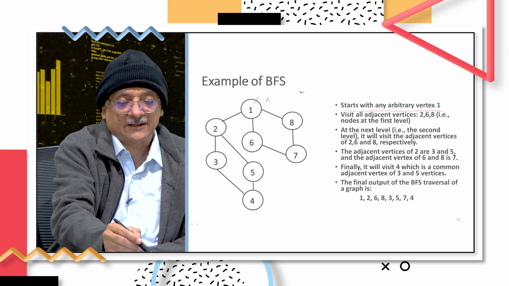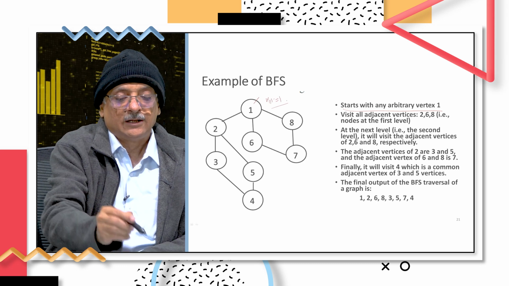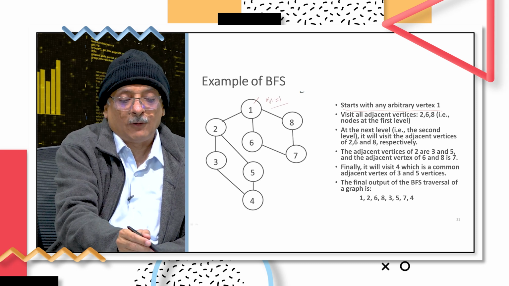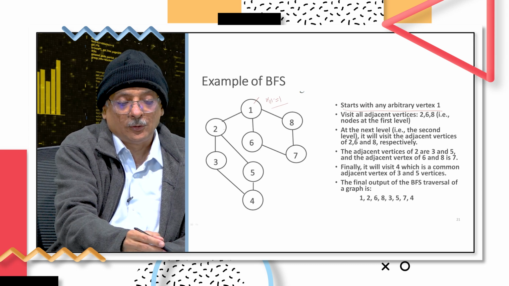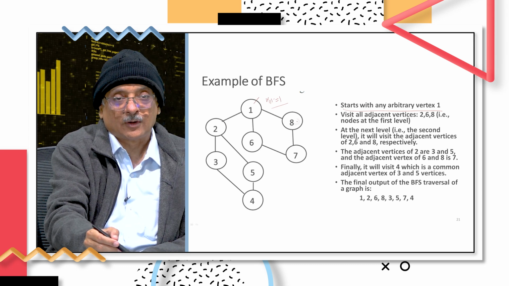So, visited for this is basically 1. So, visited, this node has been visited. Now what happens? What are the adjacent nodes for this? 2, 6 and 8, right?